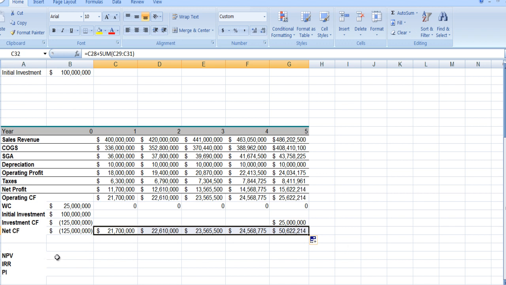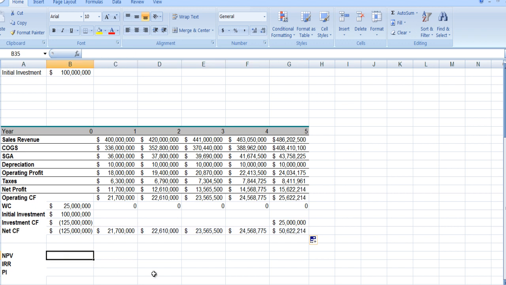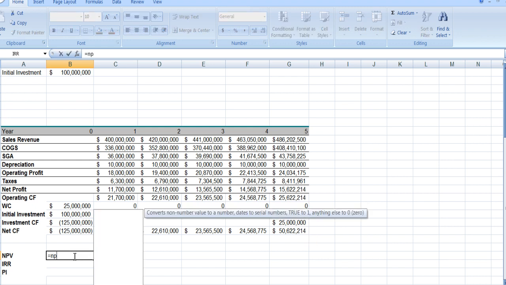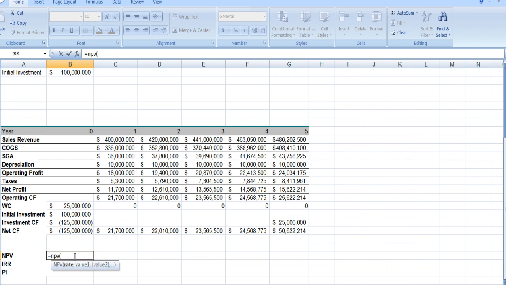NPV is going to be equal to the present value of these cash flows, okay, minus the cost. This is already negative, so we'll add that negative cash flow in. Now be careful, if you use the NPV function, NPV in Excel and every other spreadsheet doesn't actually calculate NPV. What it does is it calculates the present value of these cash flows.